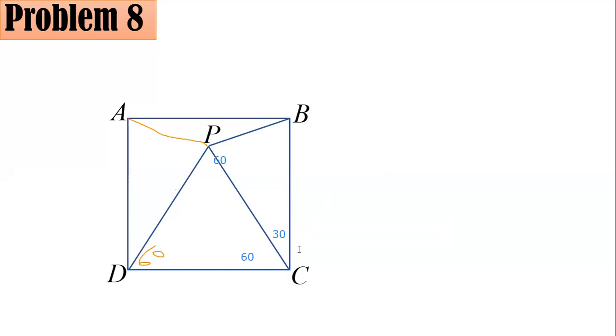Let me explain why. This is 60 and this is a square, so this is 90, right? So that's 90 minus 60, which tells us that angle BCP is 30 degrees. That's actually correct. Then BPC is an isosceles triangle. How can you tell that BPC is isosceles?